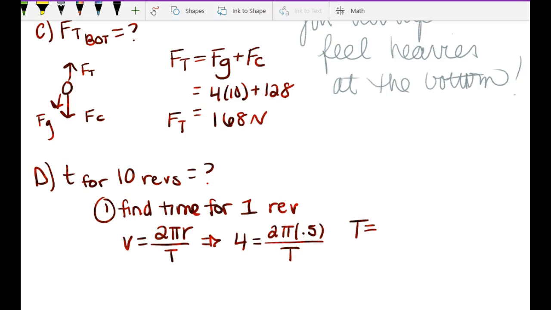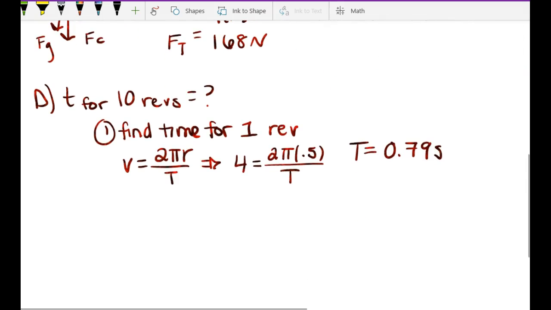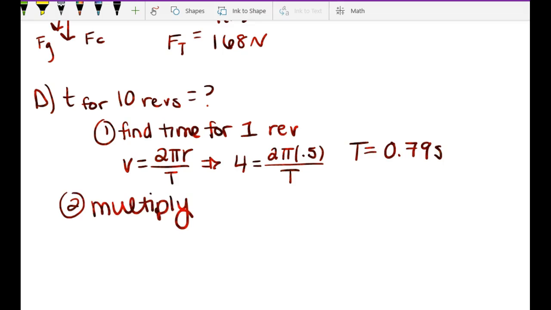So you end up getting a value for a period of 0.79 seconds. So that's the time that it takes to go around 1 time. The problem is asking for how much time it takes to go around 10 times. So you take the time it would take for 1 and multiply it by the times that you're looking for. So since we're looking for 10 times, we're going to take the period multiplied by 10. So 0.79 times 10 ends up being 7.9 seconds.